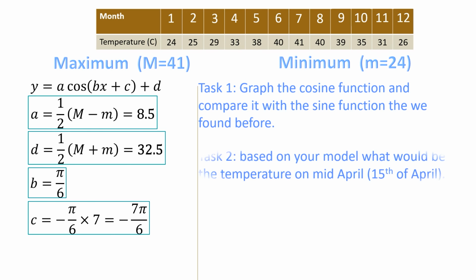Now task 2 for you is to find, based on your model, what would be the temperature in mid-April. So in April, what would be the temperature based on your model, the sine or the cosine model? Of course, it should be close to 33, but we want to see if our model predicts the values in a way close to the original data or not. So please pause the video, find that, and come back when you finish.